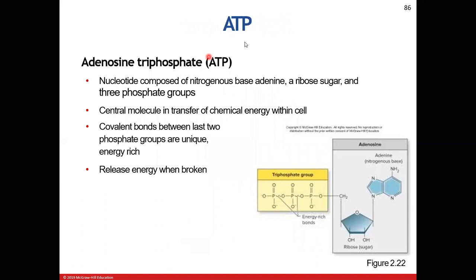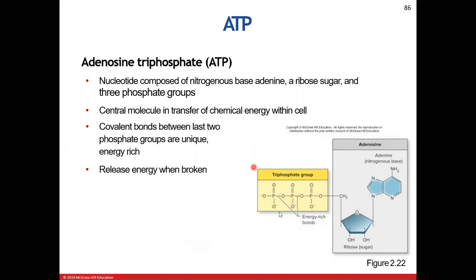Now, if we look at what ATP is and we look at adenosine, okay, remember adenosine, as far as the nitrogenous base, is adenine. Here's our ribose sugar, and then here's our phosphate group. So in this case, we're looking at adenosine triphosphate. The nucleotide is composed of the nitrogenous base adenine, a ribose sugar, and 3 phosphate groups, okay? And at least in this case with ATP, the central molecule in transfer of chemical energy within the cell is this ATP molecule.